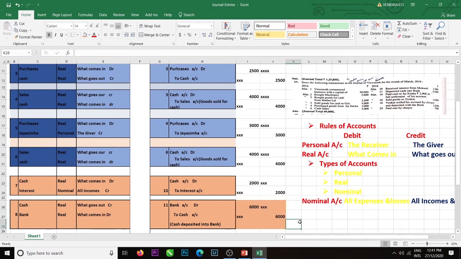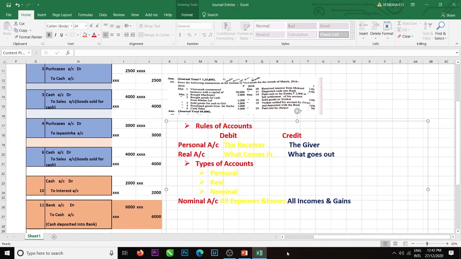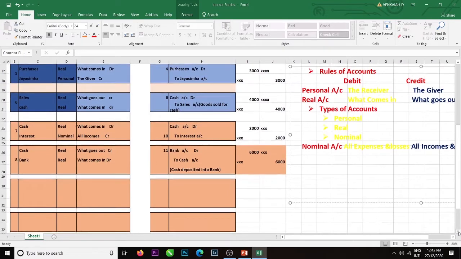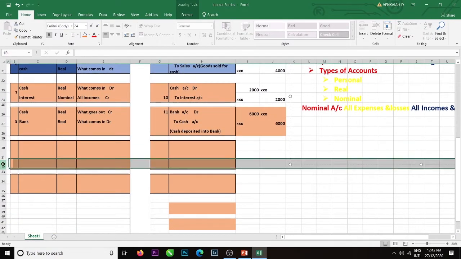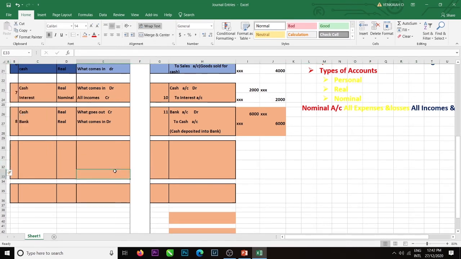Next transaction: paid cash to Jaisimha 2,900 in full settlement of his account. We purchased goods from Jaisimha for 3,000. Out of 3,000, we paid only 2,900. 100 we got as a benefit, that is a gain. Gains are to be credited. So in this transaction, there are three accounts: cash, Jaisimha, as well as discount.